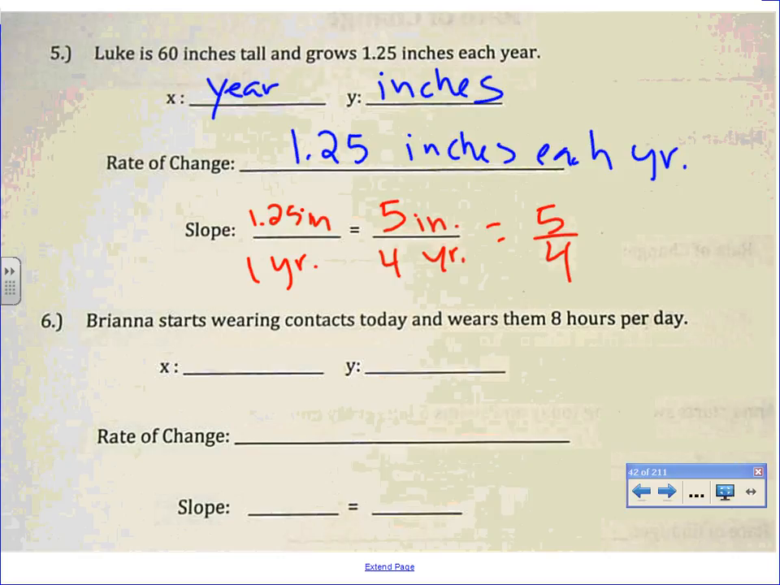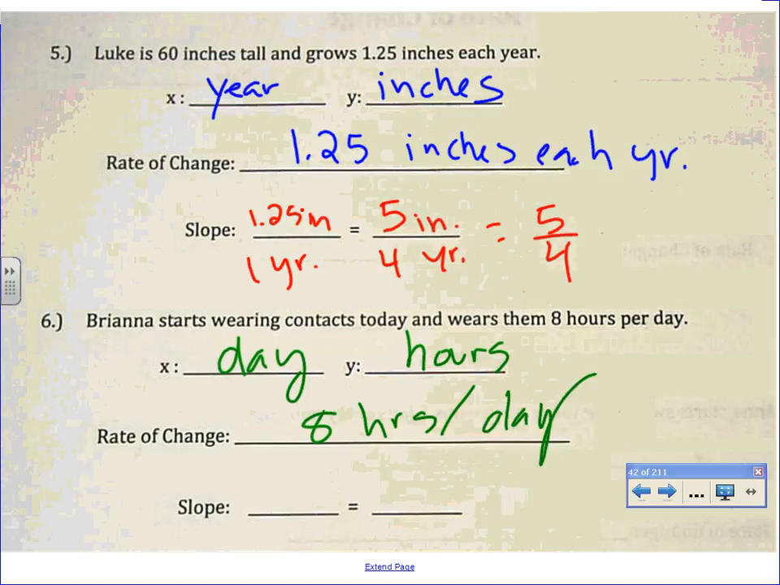Anyone like to try number 6? Brian C. Good job. So slope is 8 hours for every 1 day. Equals 8 over 1. So 8 hours per day, and then convert that to 8 over 1.